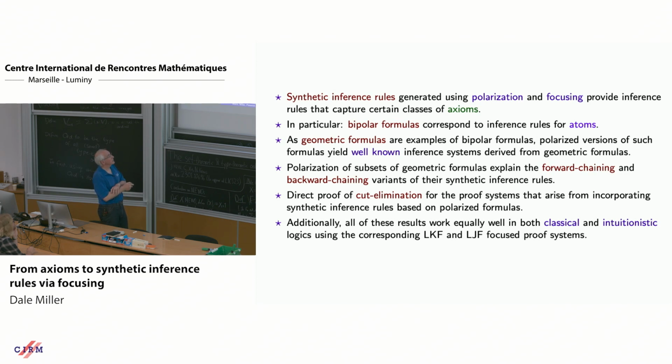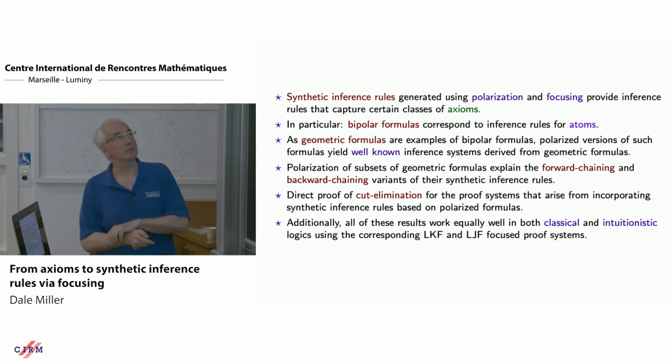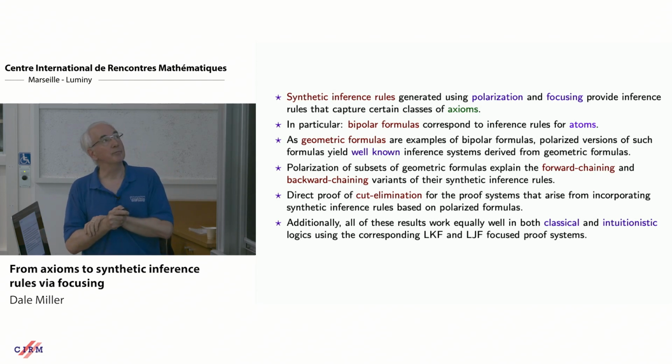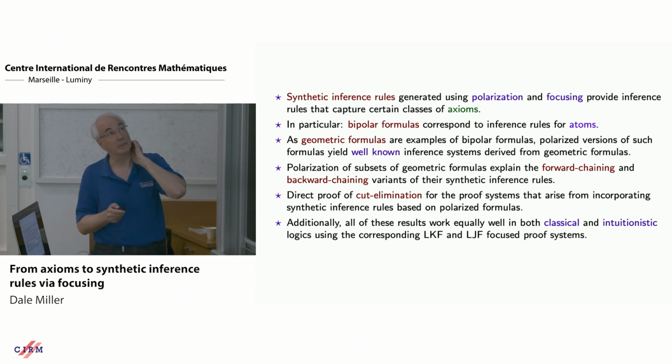But you have a lot of choices on how a formula becomes an inference rule. So that's governed by this discipline of polarization and focusing. And there's these two kinds of extremes, sort of forward chaining and backward chaining, that interleave in lots of these constructions. And there's a direct proof of cut elimination for the proof systems that arise by incorporating such inference rules. And it works in both classical and intuitionistic logic.